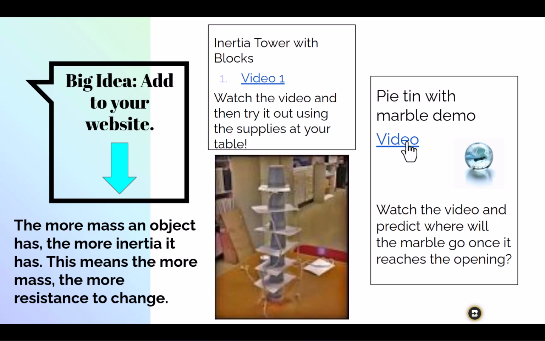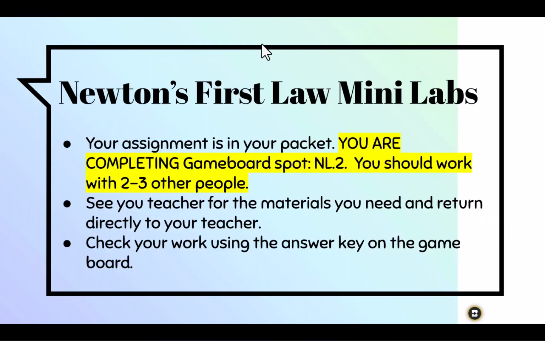The second video is about the pie tin with the marble, and you're going to watch that video until it tells you to make a prediction. Then you're going to continue the video to see if your prediction was correct. All right, if you have not put those blocks away yet from the inertia tower, you should do so.